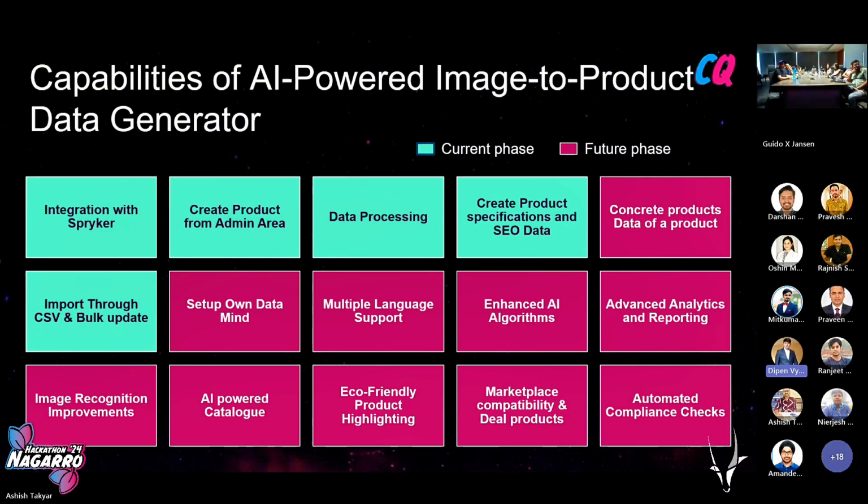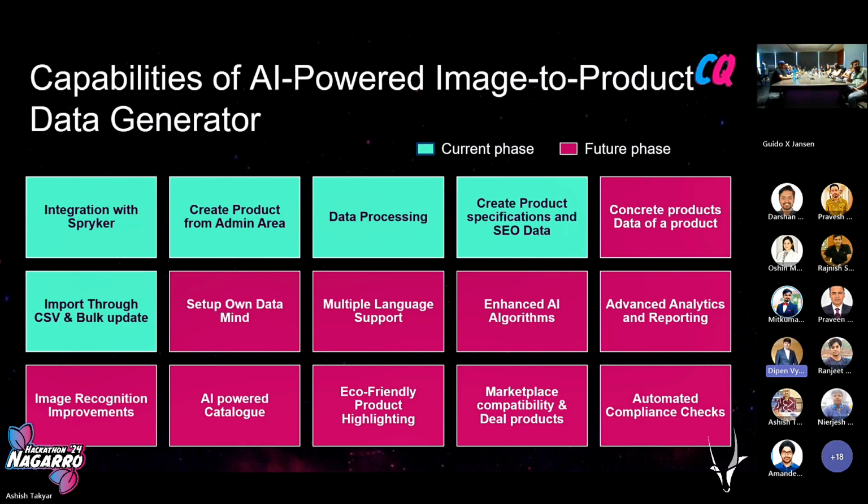As you are aware, we have built an AI image to product data generator. In this module, we are providing the capability for the user to upload an image. By uploading the image, the entire product will be created: product name, product description, meta information, meta keywords, meta description. The same image will be uploaded to the product. We are also creating the concrete product.